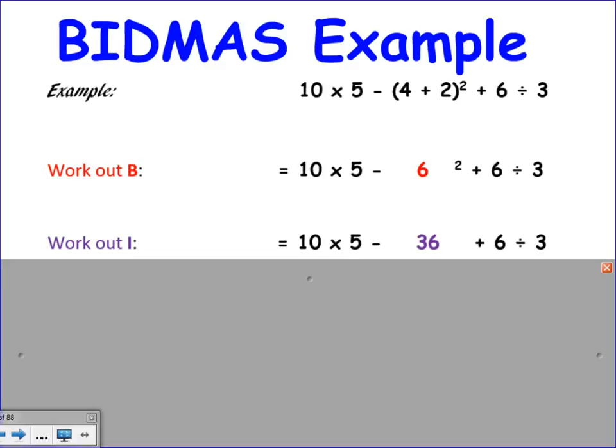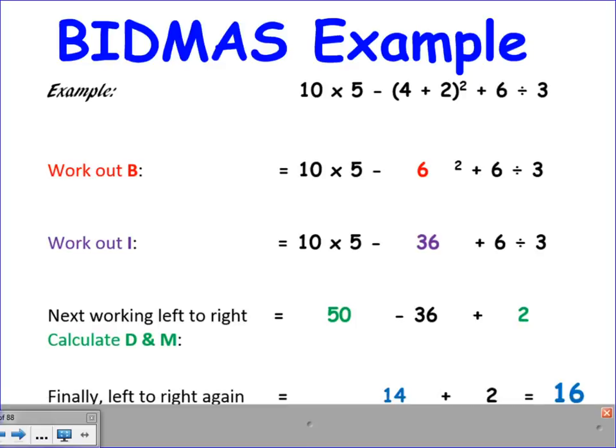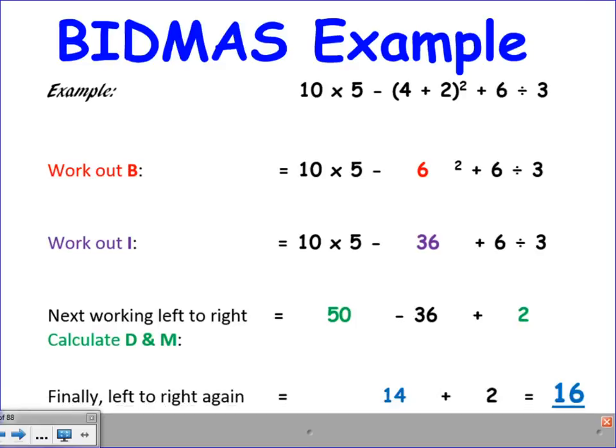Multiplication. I've got a multiplication, and I've got a division. So I do those first. So the first multiplication, 10 5s are 50. 6 divided by 3 is 2. So I do 10 times 5 is 50, 6 divided by 3 gives me 2. Now what have I got left? Addition and subtraction. So I go from left to right. So I do 50 minus 36, which is 14, and that leaves me with adding 2.